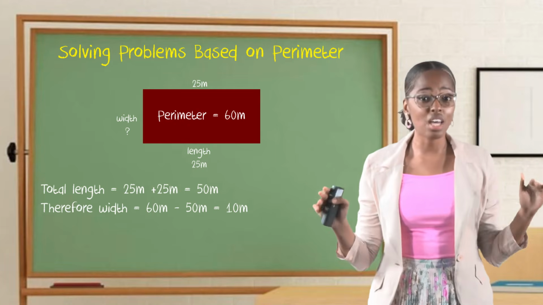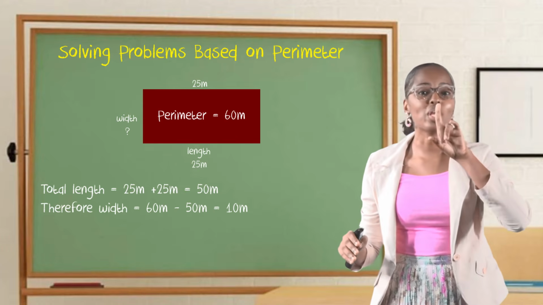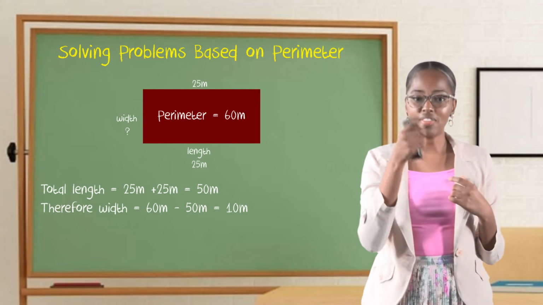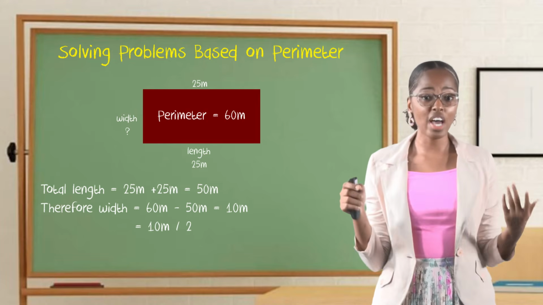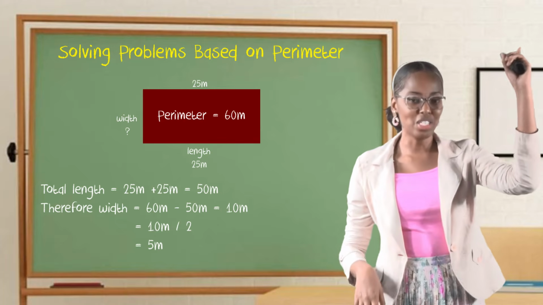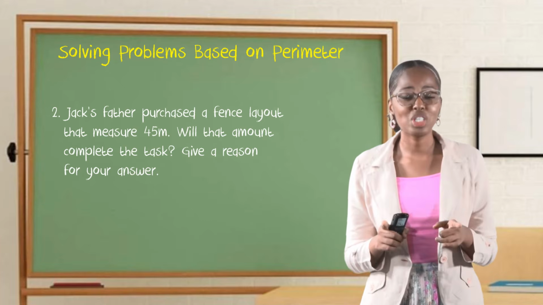However, it does not stop there. Remember, we're asked to find the length of the width, one width, right? So we take that 10 and we divide it by 2, and that would give us 5 meters. Therefore, the width of that shape would be 5 meters and 5 meters. Boys and girls, we're not finished there.